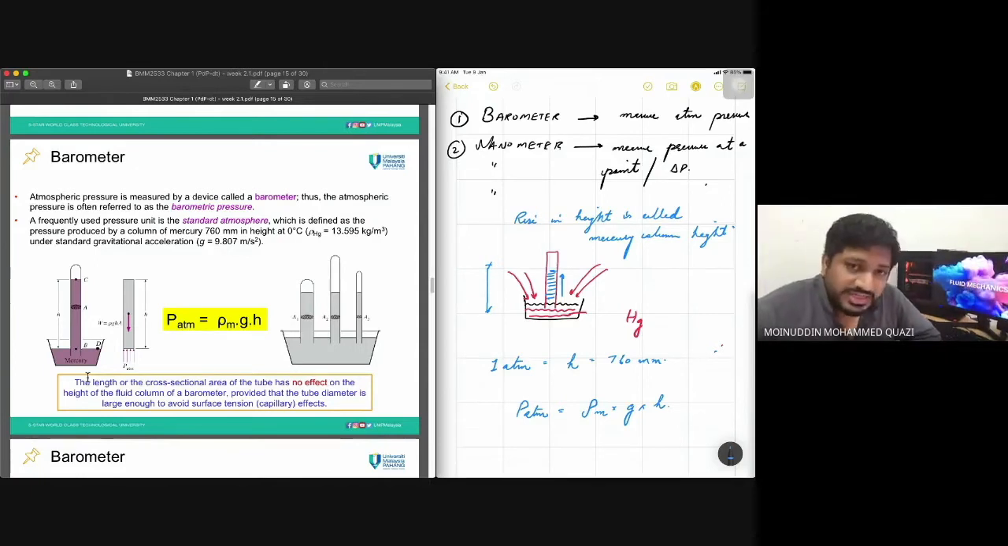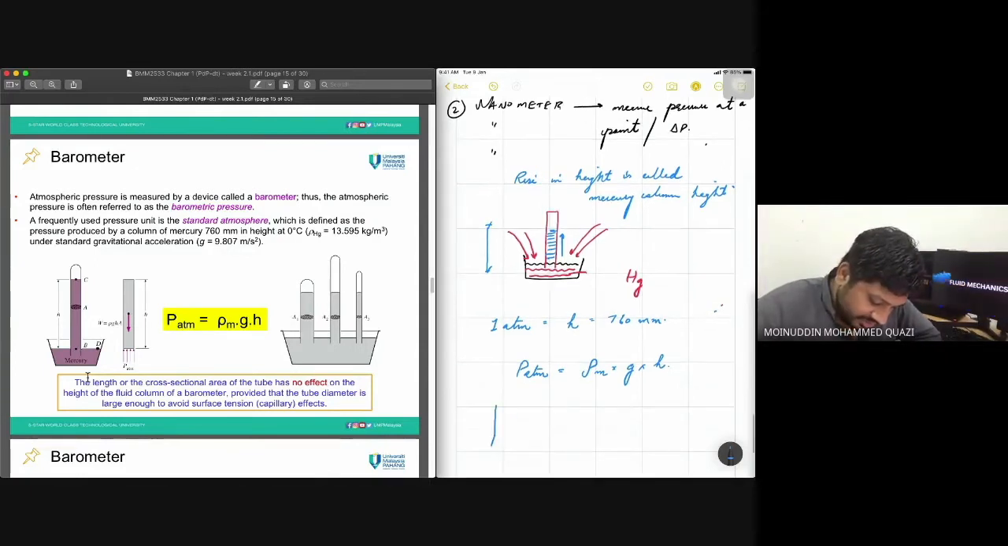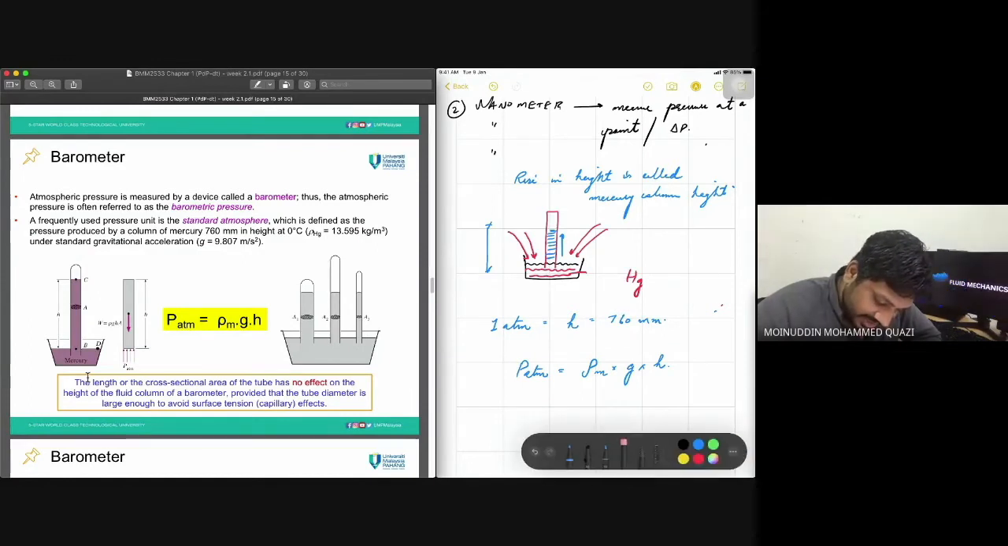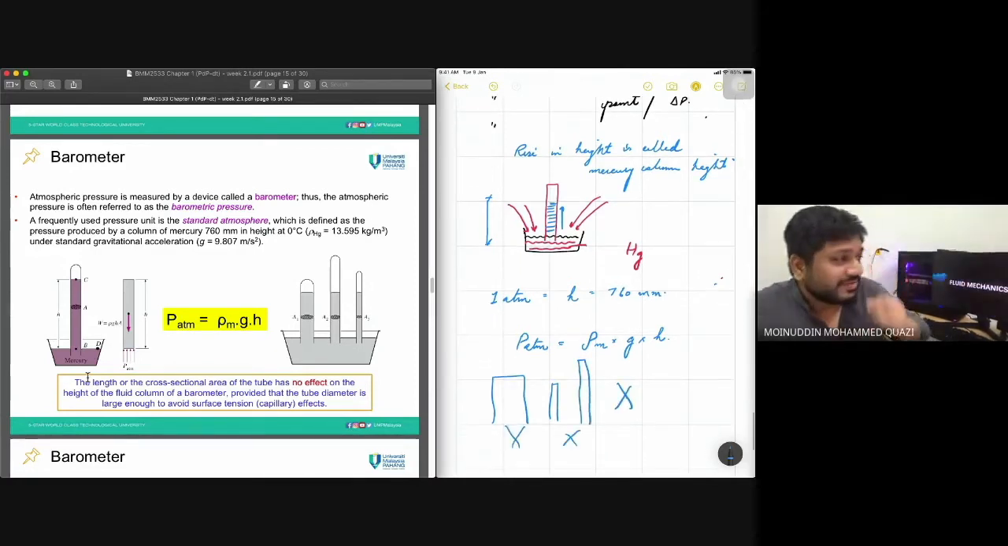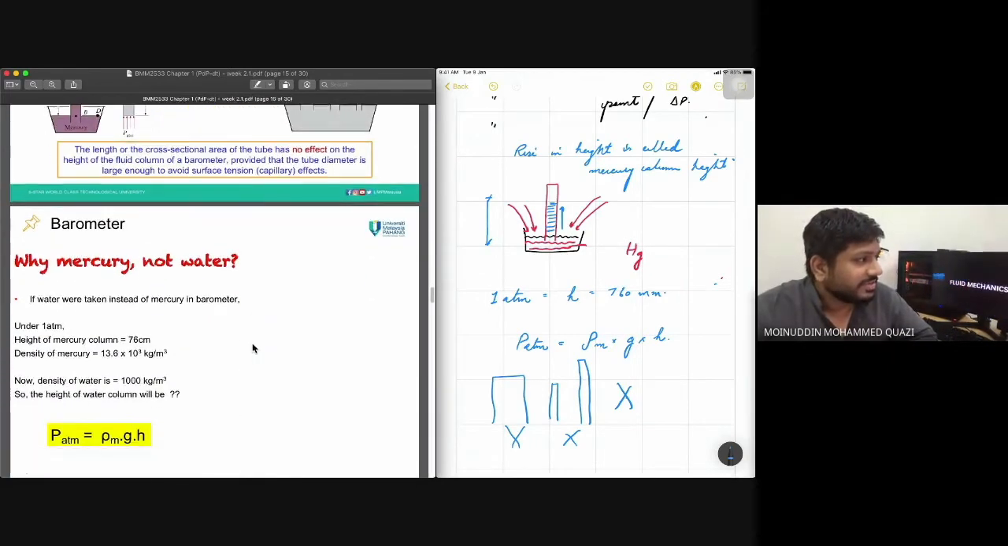It is to be noted that the length of the tube, if the tube is very thick, doesn't matter. Thick tube, thin tube, long tube, doesn't matter for the case of barometer. So this was the concept of barometer.